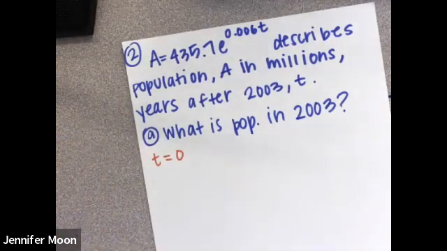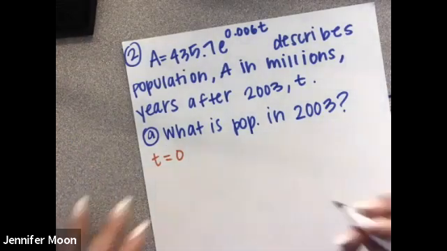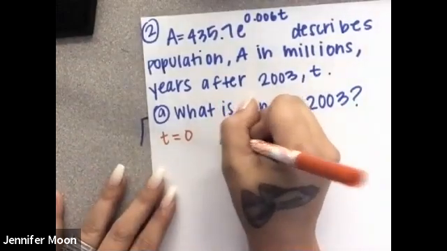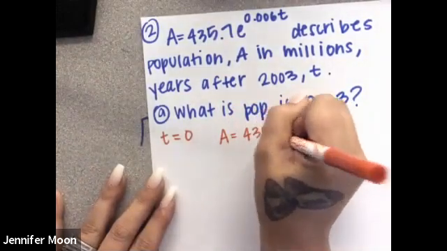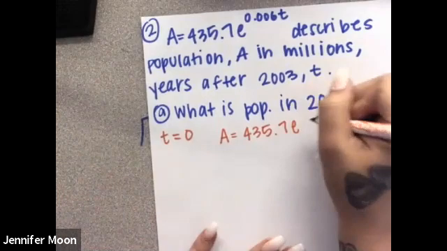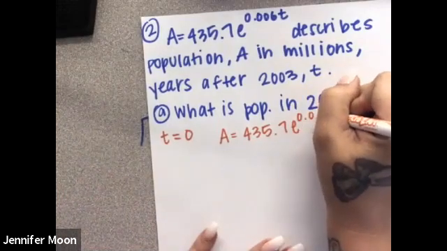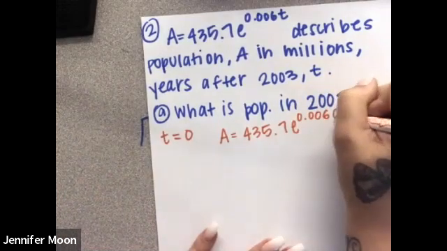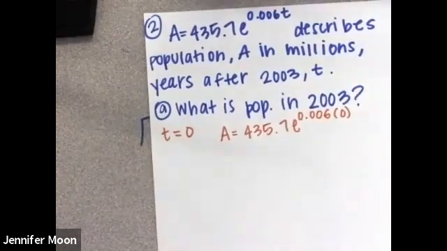Technically, what I just found here was my T. So I'm going to plug everything into this formula, plugging in my T. So I have A equals 435.7 times e raised to the 0.006 open 0 close, right? My T is 0, I'm plugging in 0.